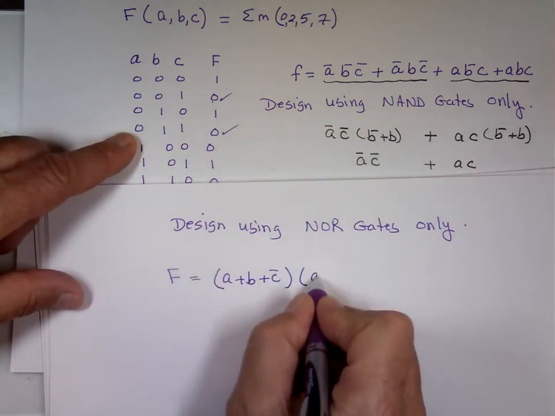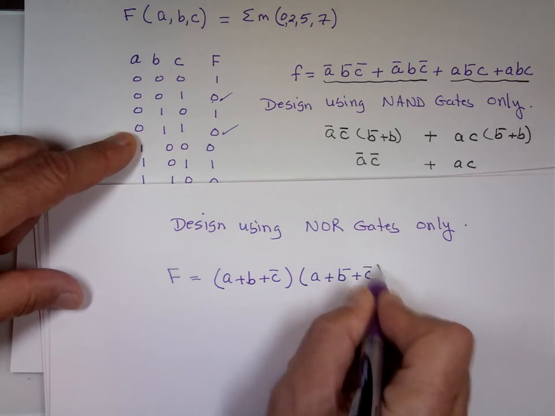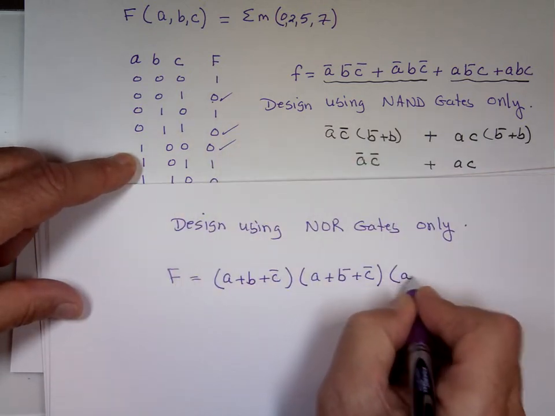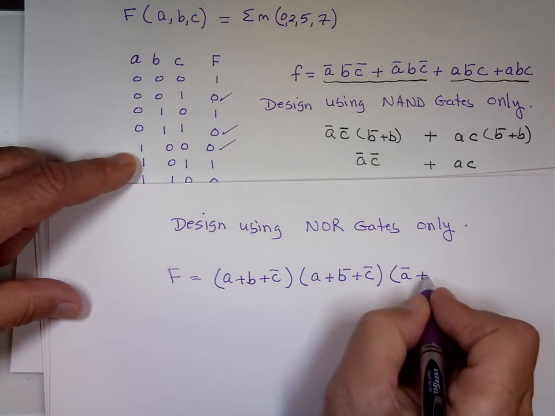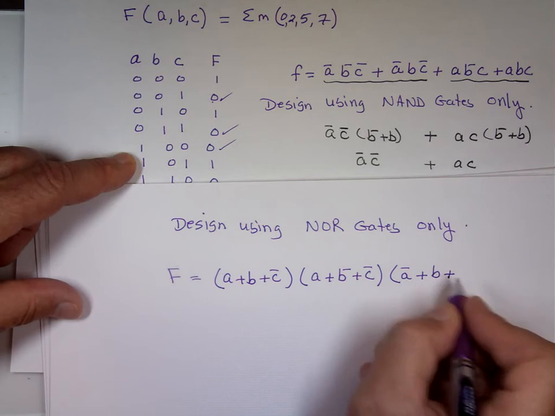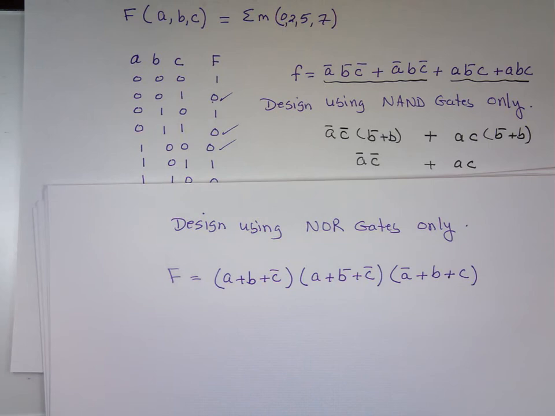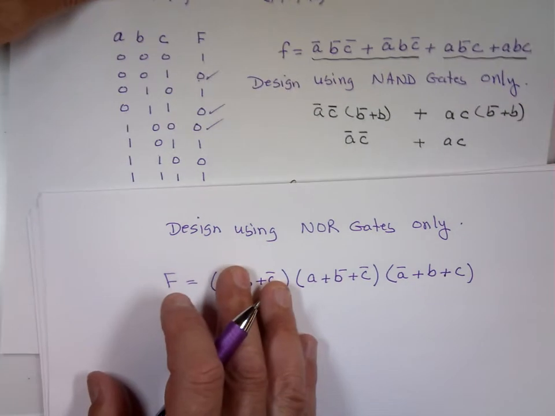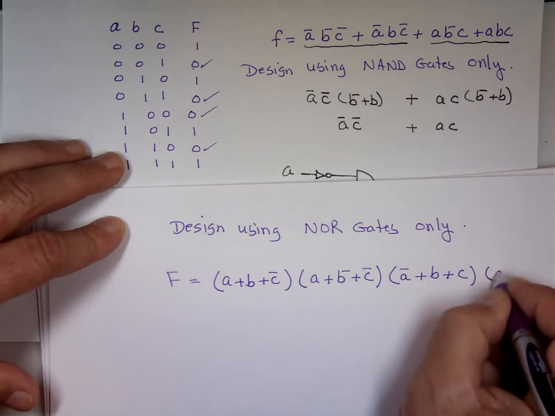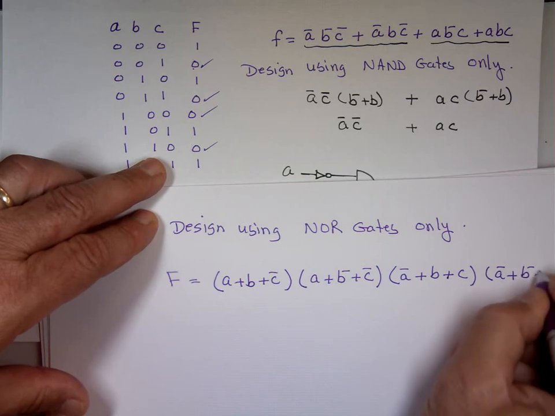This one here, A plus B bar plus C bar. And the last one, A bar plus B plus C. Isn't there another one? Oh yes, thank you. And the last one is what? A bar plus B bar plus C.